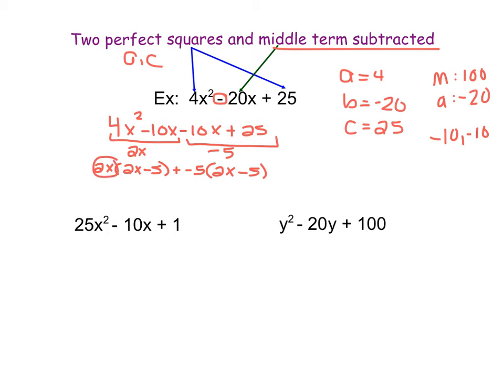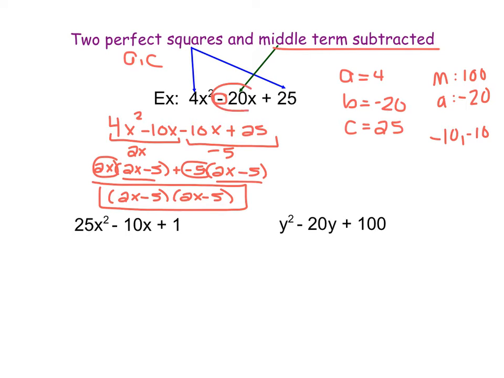And then I can group these front parts together since the parenthesis parts match. So I have 2x minus 5 and 2x minus 5. So hopefully you're noting that this is pretty much the same process as the previous slide. We have an a value and a c value that are perfect squares, and then the only difference here is this negative middle term. And hopefully you're noticing that you can still square root a and get 2x, and you can still square root c and get 5. The only difference here is that we have a subtracting symbol in the middle of those two numbers this time instead of a plus sign.